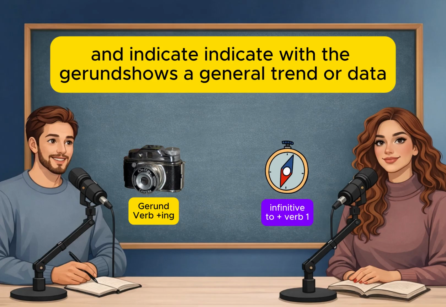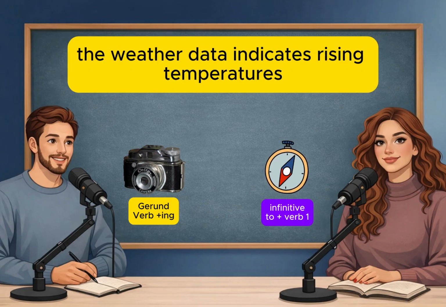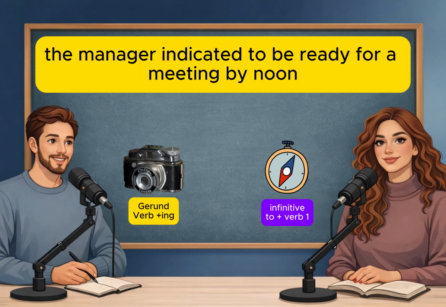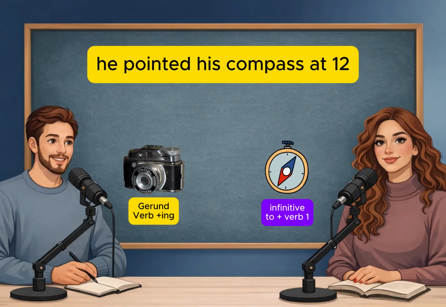Got it. And indicate? Indicate with the gerund shows a general trend or data. The weather data indicates rising temperatures. You're looking at a picture of the data. But the infinitive states a specific intention or plan. Right. The manager indicated to be ready for a meeting by noon. He pointed his compass at 12:00 p.m.